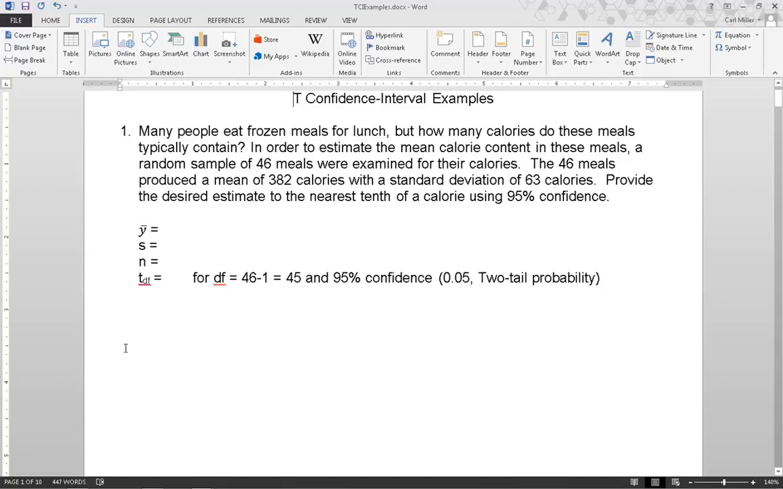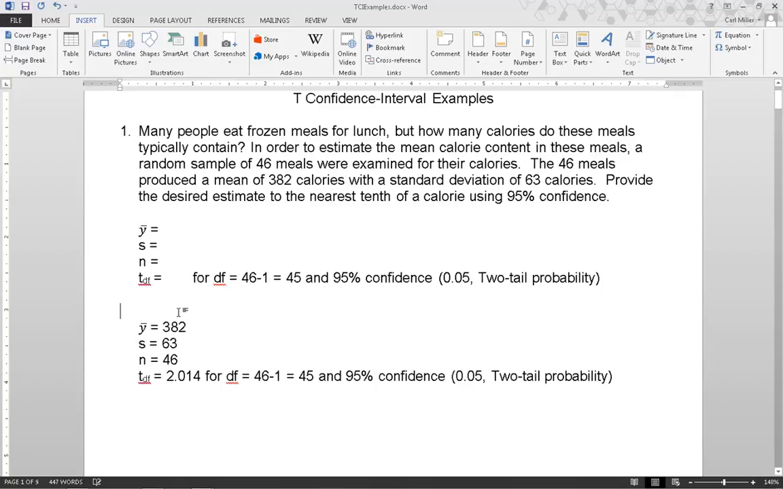So what we need are the sample mean, the sample standard deviation, the sample size, and the t-critical point. So y bar is 382 calories, the mean from the sample. S is 63 calories, the standard deviation from the sample. And we know there were 46 meals examined.